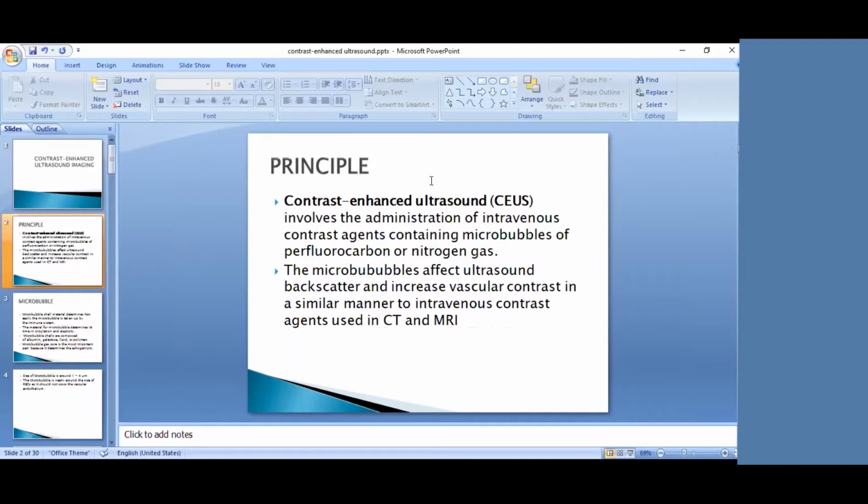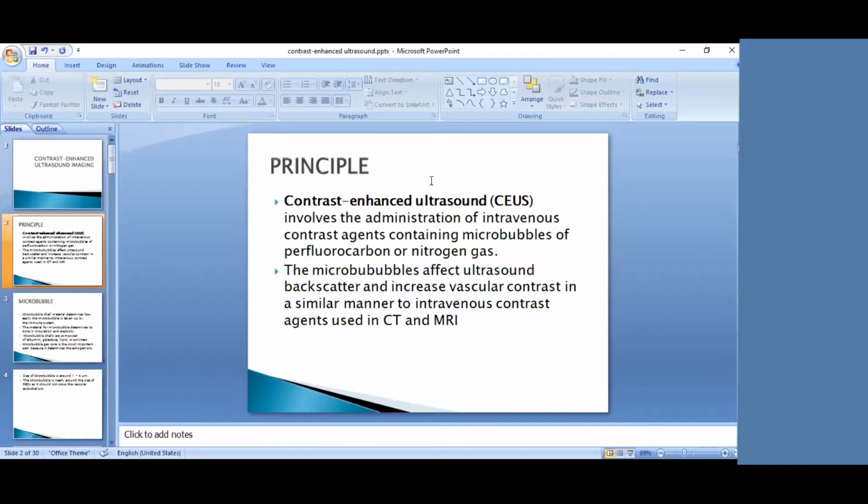Contrast enhanced ultrasound involves administration of an intravenous contrast agent containing microbubbles of perfluorocarbon or nitrogen gas. The microbubbles affect ultrasound backscatter and increase vascular contrast in a similar manner to intravenous contrast agents used in CT and MRI. So we have a contrast agent. Okay, this contrast agent is formed by a microbubble.